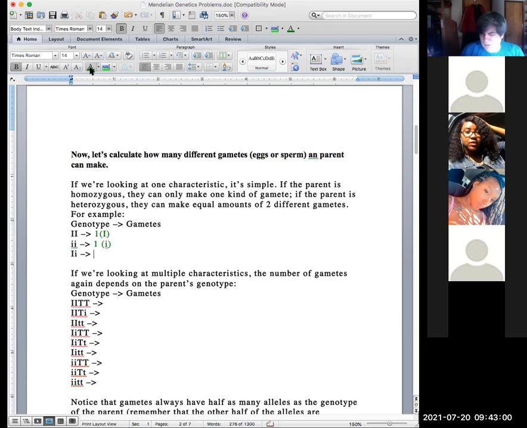Now, what about someone who's big I, little i, who's heterozygous? Half of their eggs or sperm will carry the big I. Half of their eggs or sperm will carry the little i.